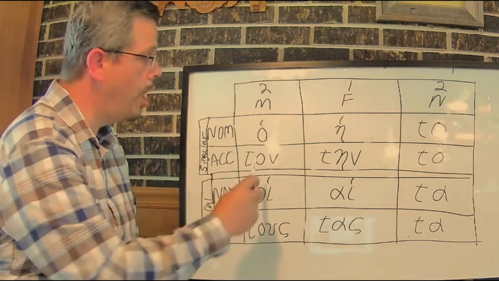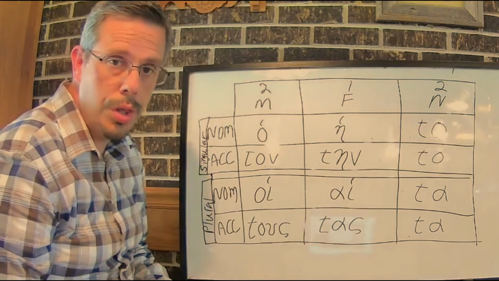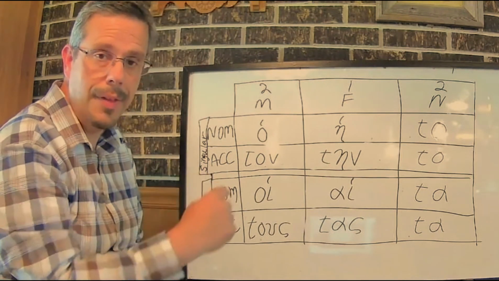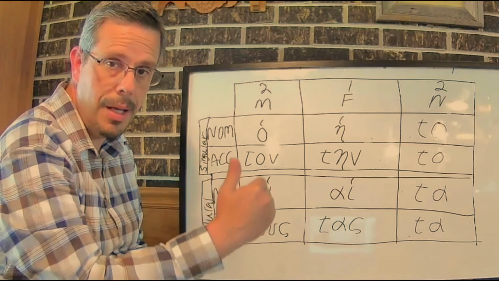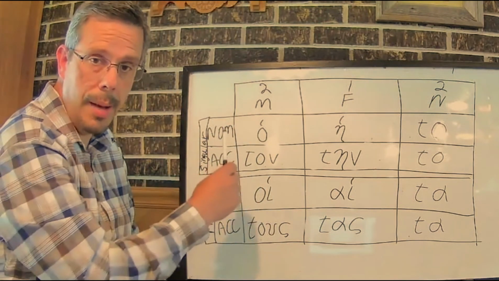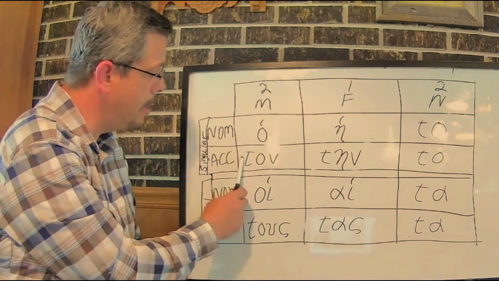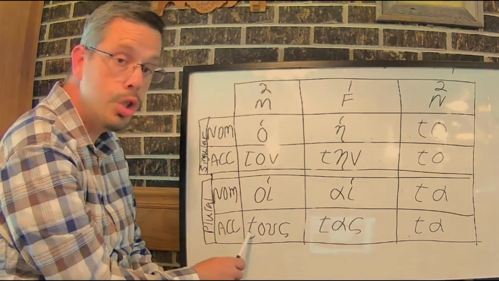So here we go, going across, ho, he, to. That is the word the in the nominative case across the masculine, feminine, and neuter. Now let's go down. So we're going to look at all the masculine, nominative, and accusative, singular and plural. Ho, ton, hoi, tous.